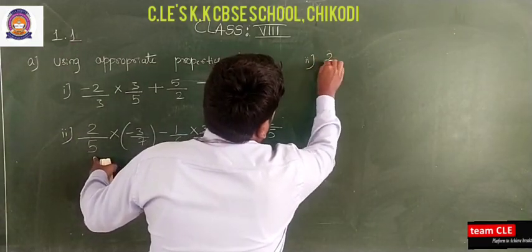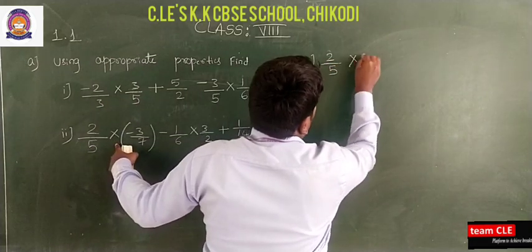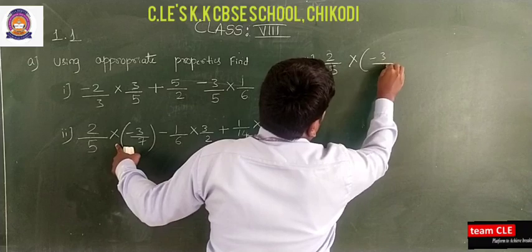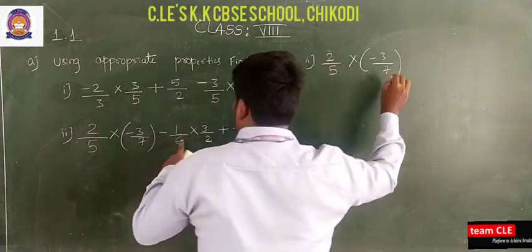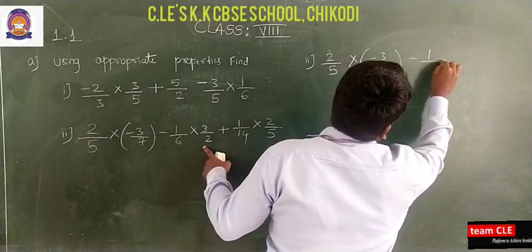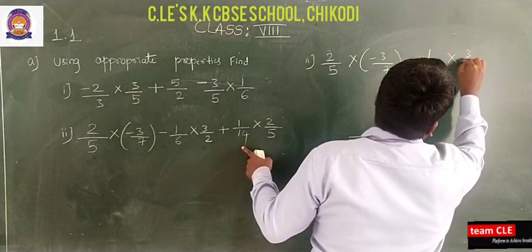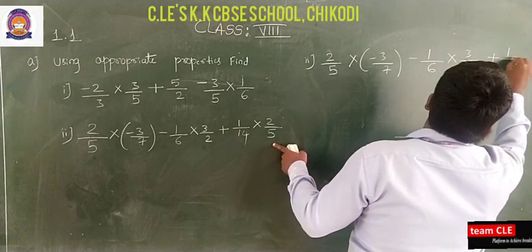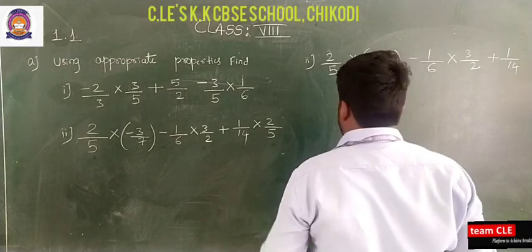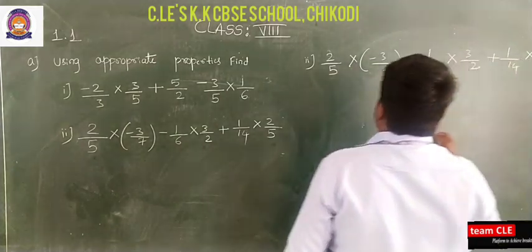That is 2 by 5. Question is 2 by 5 into minus 3 by 7. Okay, next one. Minus 1 by 6 into 3 by 2 into 3 by 2 plus 1 by 14 plus 1 by 14 into 2 by 5. Okay, now see.